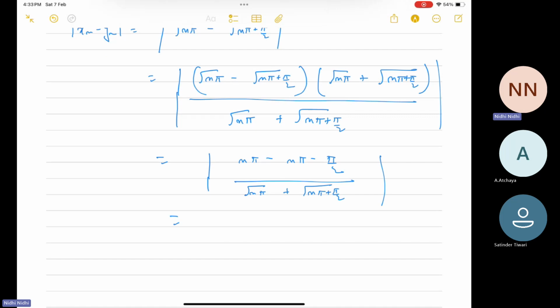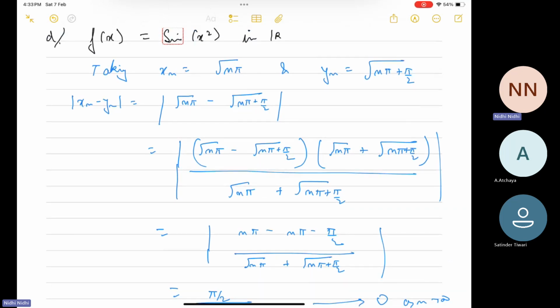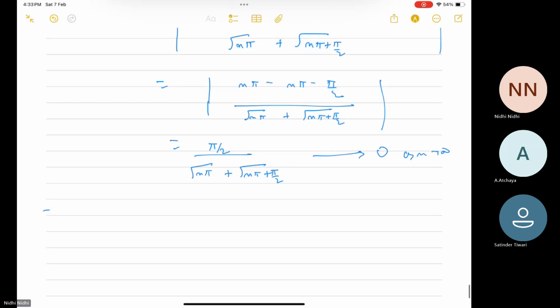And this will be pi by 2 upon under root n pi plus under root n pi plus pi by 2. Clearly this converges to 0 as n tends to infinity. We have just n in the denominator. So we got two sequences xn and yn such that mod xn minus yn is converging to 0.